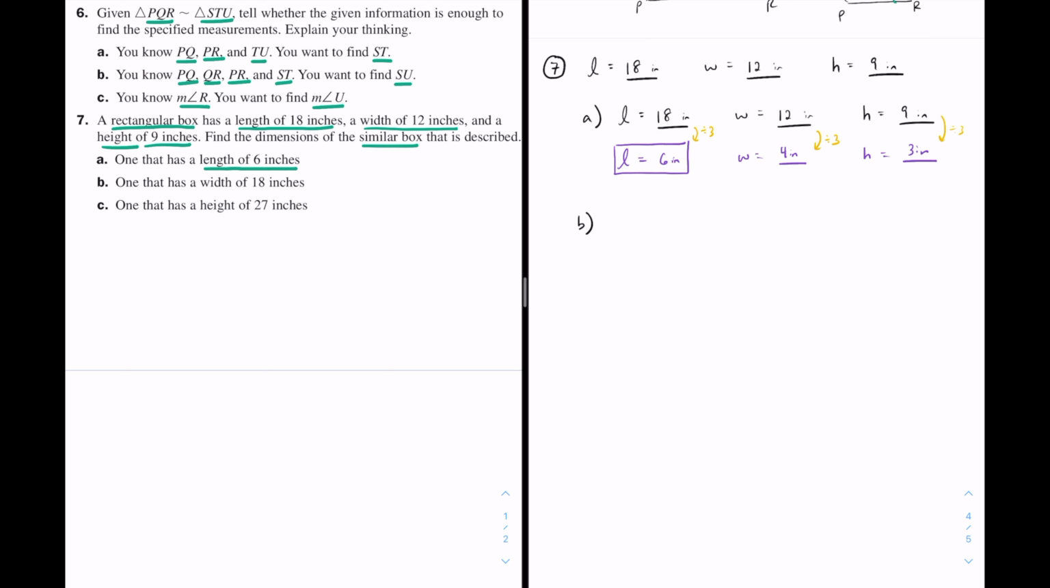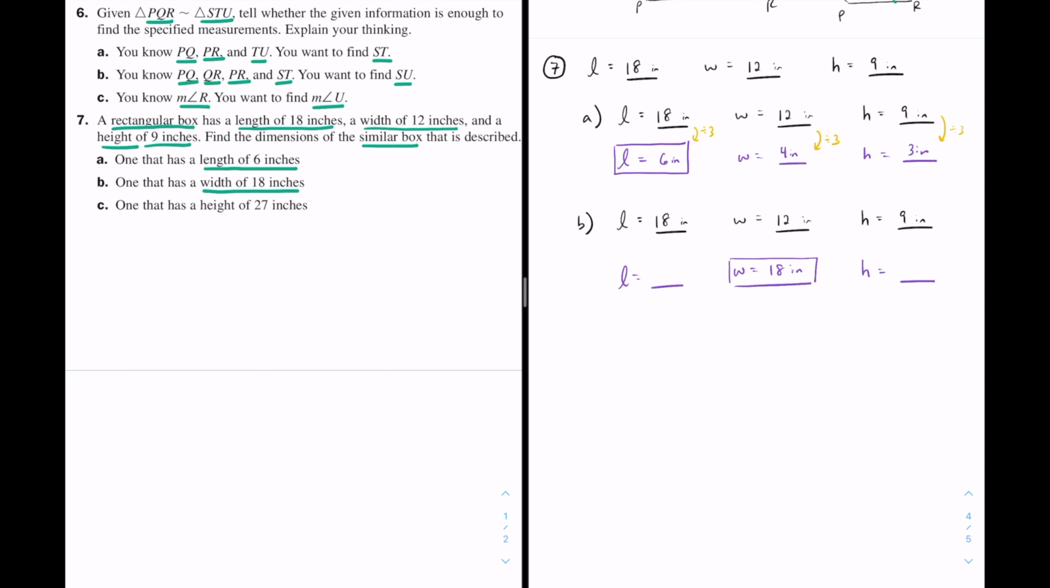For part B, we're going to go ahead and use these same measurements again of the original box, but this time they're telling us that the width is going to be 18 inches. So the width, I'm going to write that in the middle, the width is 18 inches. I'm going to put a box around it because that's the one they're giving us. And then we're going to go ahead and find the length and then find the height.